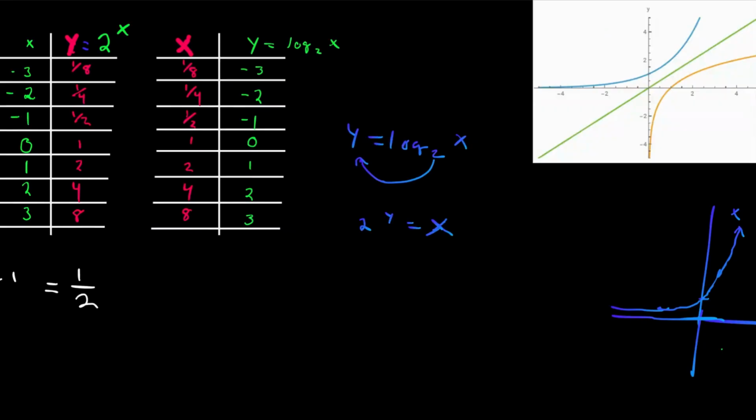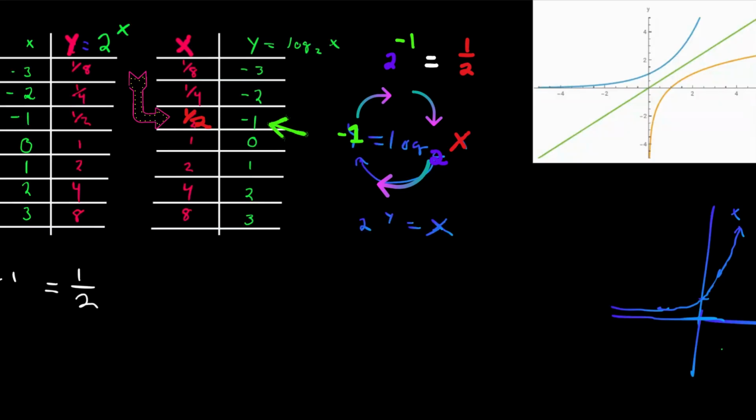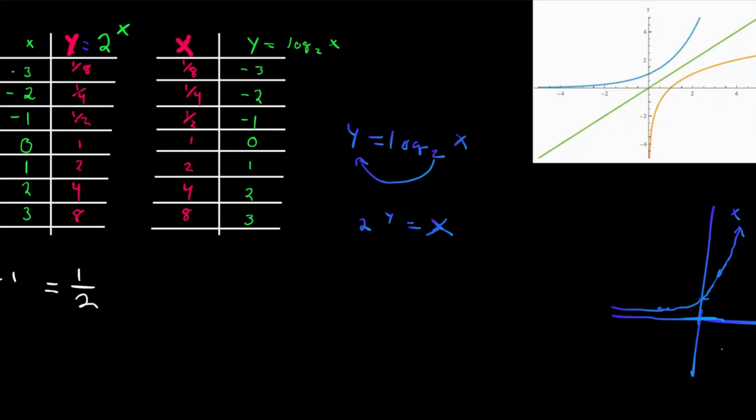So let's take a step back. Let's see what's going on with the log function in the table first. Here's the deal. When x is negative 1, you get 1/2 for y, but when you put 1/2 in for the log function, you get negative 1, which is why I'm color coding this: you're going to get negative 1 for y. I want you to notice how the y value, which is the dependent variable, becomes the independent variable for the logarithmic function.